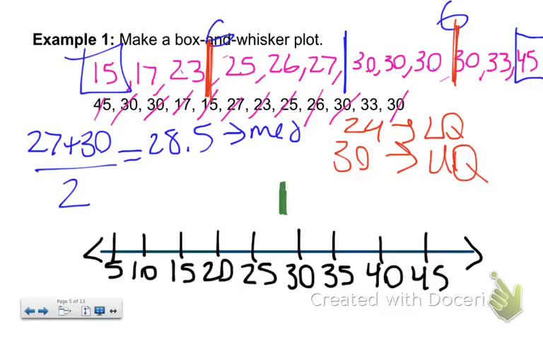Okay, the minimum is at 15, that's going to be a dot. The maximum is going to be at 45, also a dot. The lower quartile is at 24, which is about there, and the upper quartile is at 30. Okay, so now the median, the lower quartile, and the upper quartile are going to form a box.